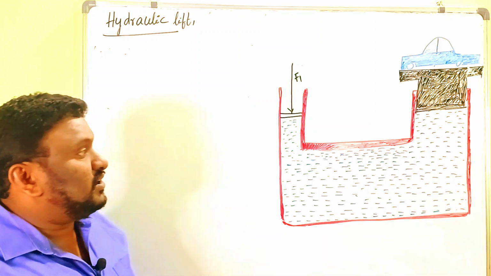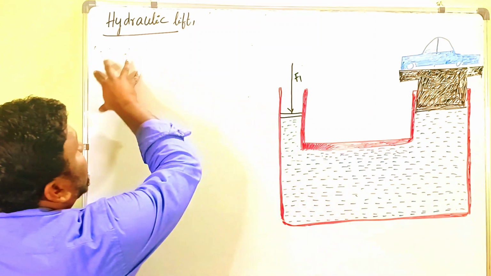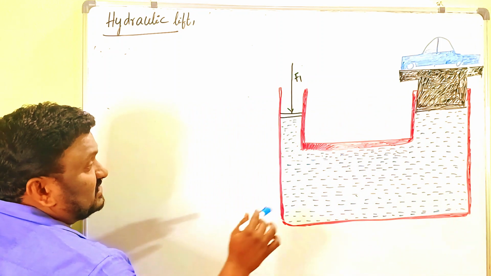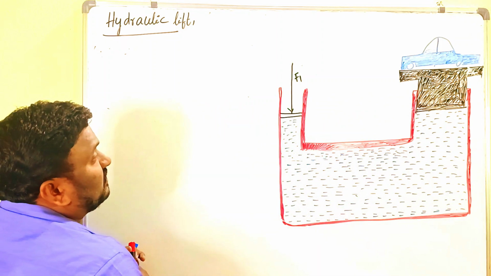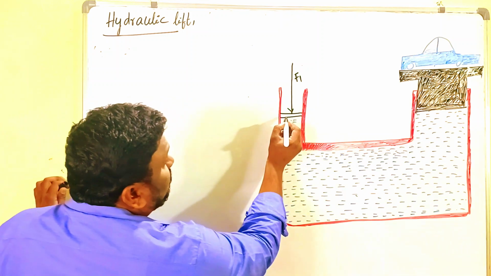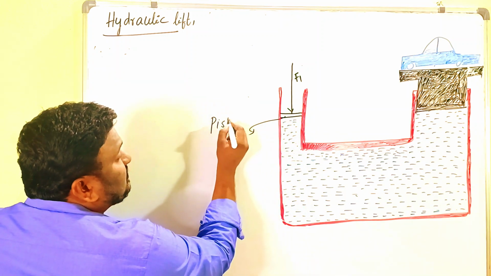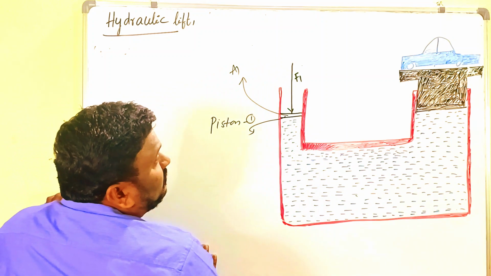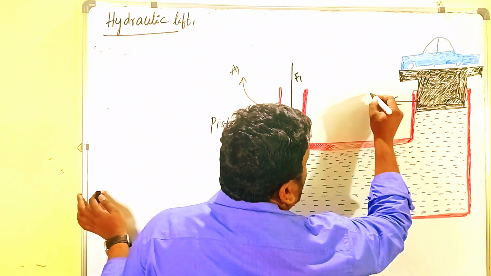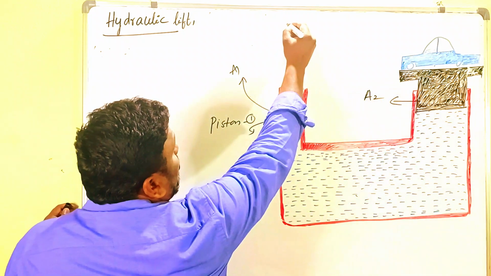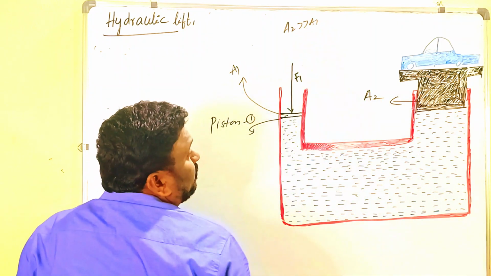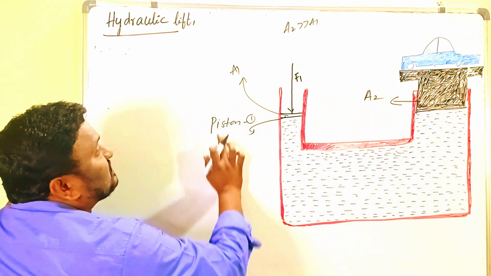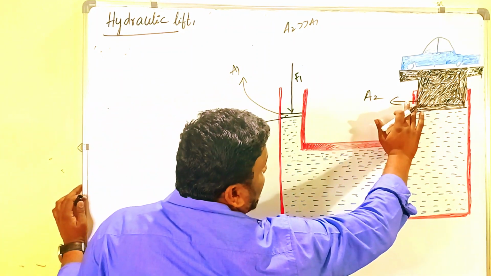How is it possible? Look here now. The mechanism involved in the hydraulic lift is like this. There is a vessel or container, and in it there is some steady fluid. In this arrangement, this is piston 1, and its area is A1. This is the second piston, which has some area A2. We can observe here that A2 is greater than A1.